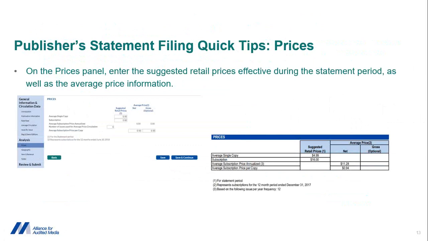Next section is prices. Pretty basic. You're just going to put in your single copy price, your subscription price, and your average price.